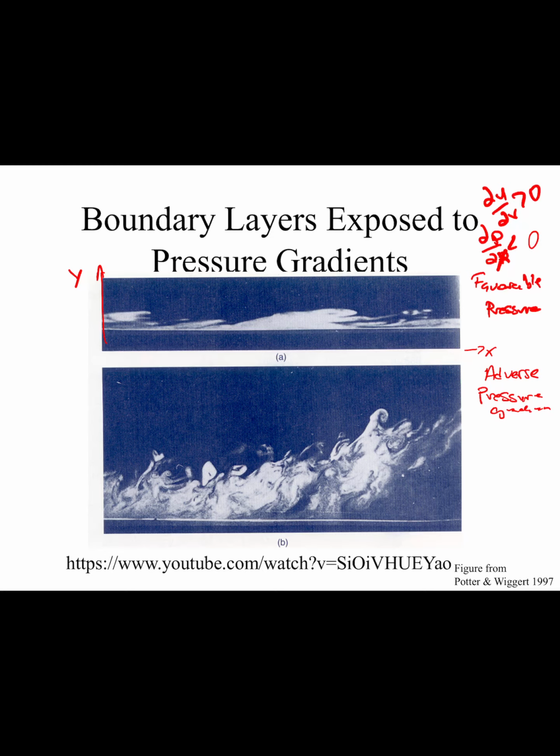And in that case, the flow is decelerating, so du/dx is less than 0, and dp/dx is greater than 0. So in such a case, this is a situation where we go from low pressure, low P, to high P. And up above, we're going from high pressure to low pressure.